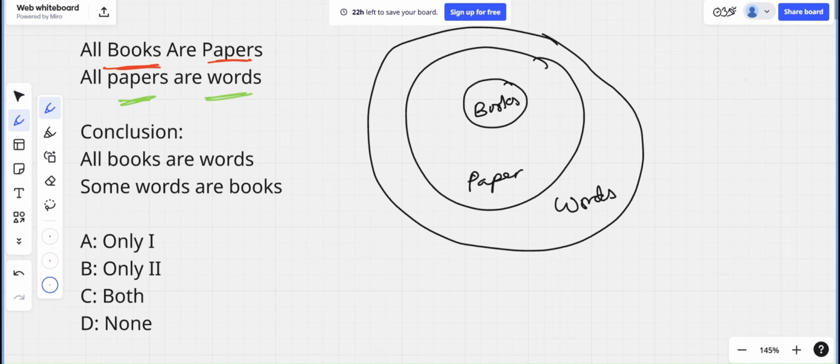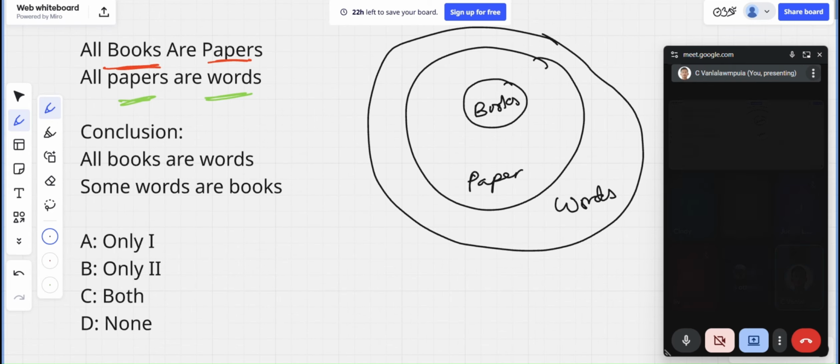Now the statement is correct. So let's see the conclusion: all books are words. What do you think is the answer? Give me quick answers.